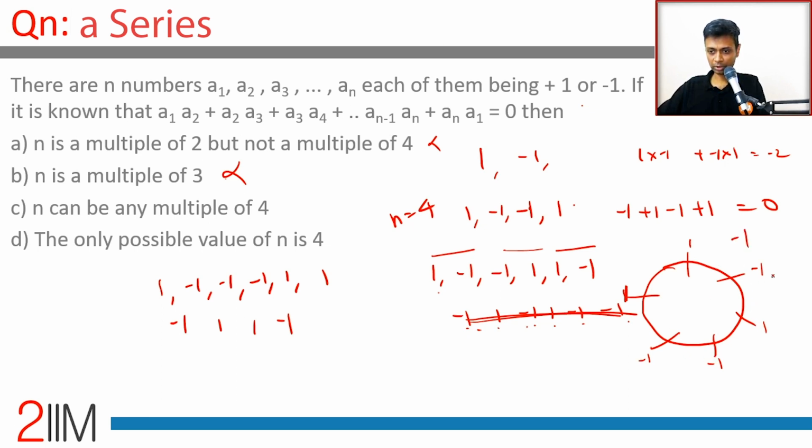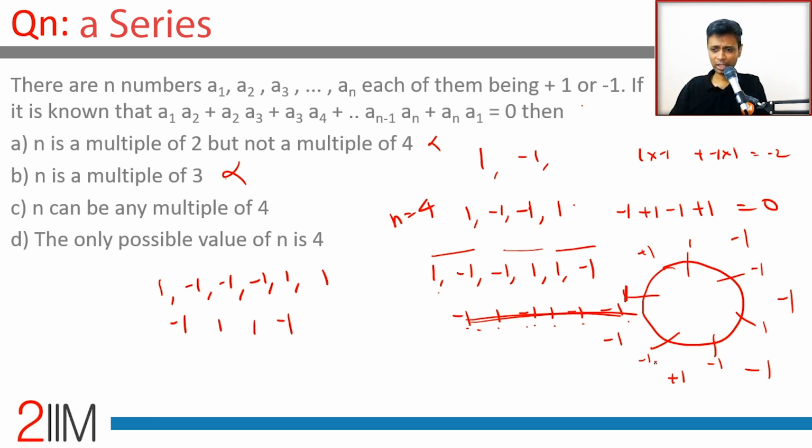This product is minus 1. This product is minus 1. This product is minus 1. This is plus 1. This is minus 1. This is plus 1. So with 6, it seems like it's not possible. There's something happening here, some pattern that we still have not figured out.